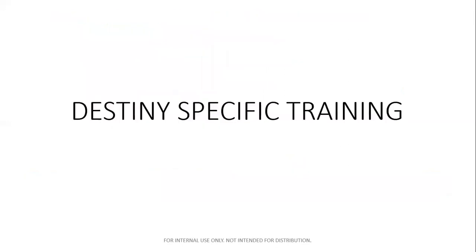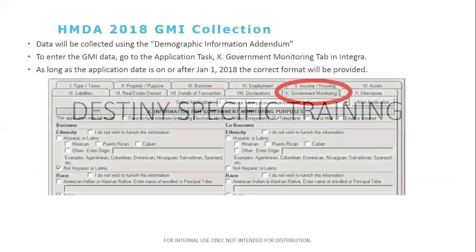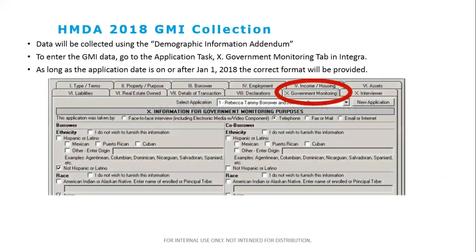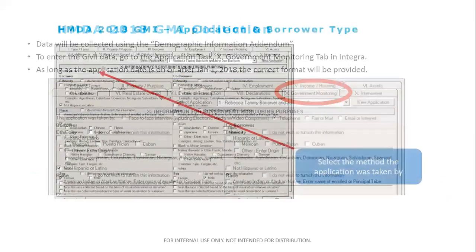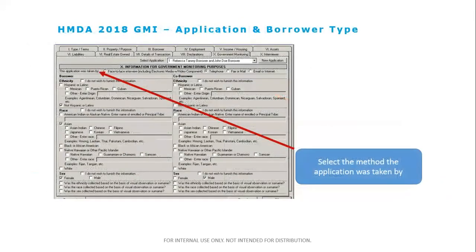Destiny is going to be very, very similar to Epic, as in most things. It should look pretty familiar. It's just a slightly different format. So in Destiny, it's the exact same place that we currently go to, again, to enter our government monitoring information. It's just in the application information under government monitoring, same as we had in Epic. At the very top is "application was taken by," and again, we select the way the government monitoring information was taken.